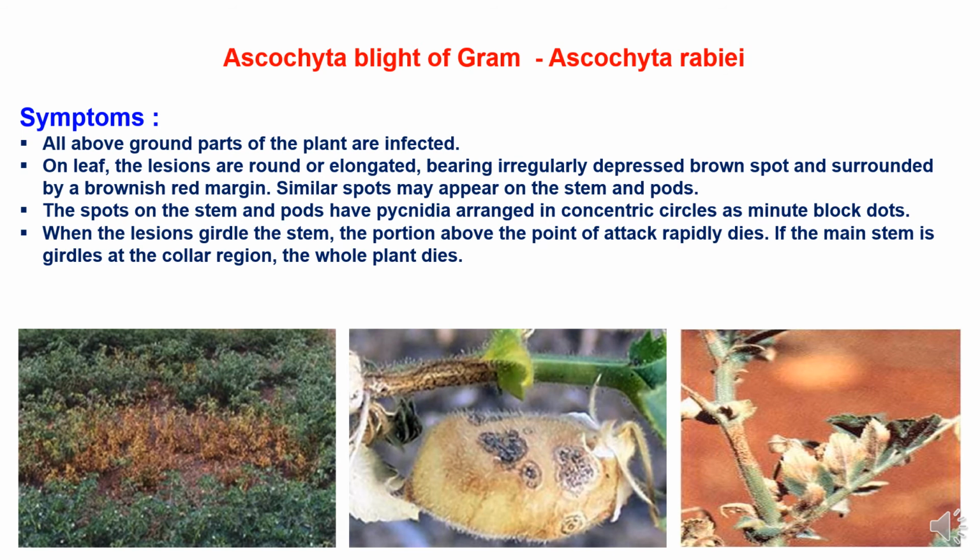The spots on the stem and pods have pycnidia arranged in concentric rings as minute black dots. When the lesions girdle the stem, the portion above the point of attack rapidly dies. If the main stem is girdled at the collar region, the whole plant dies. So this is one of the important diseases of gram.